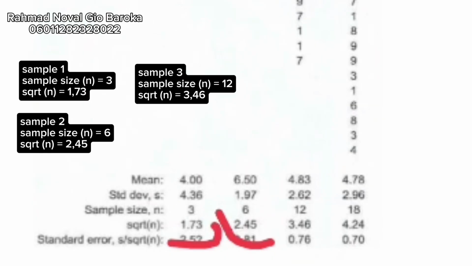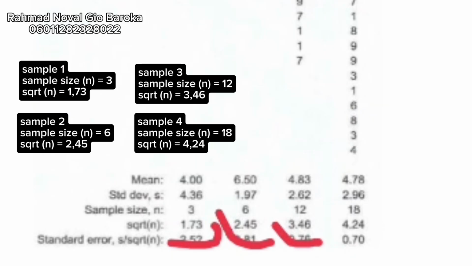So for sample 1, the sample size is 3, so the square root of 3 is 1.73. And for sample 2, the square root of 6, we have 2.45. And for sample 3, the square root of 12 is 3.46. And for sample 4, the square root of 18, we have 4.24.